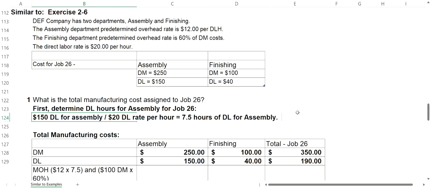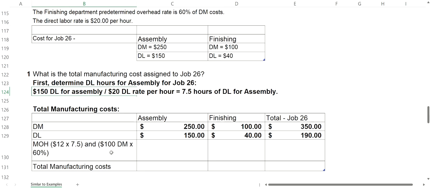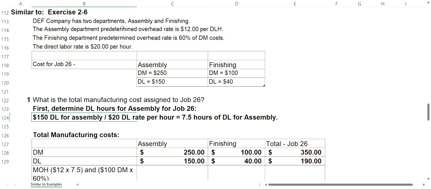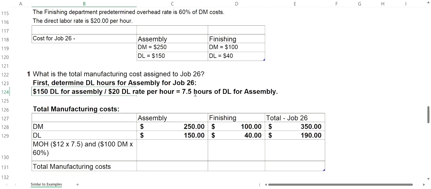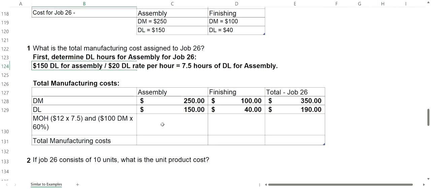Now, I only care about assembly because the finishing department, remember, is using 60% of direct material cost. So I can go ahead and finish applying my overhead. Let's start with assembly, $12 per direct labor hour, and there were 7.5 hours of direct labor. So $12 times 7.5. Assembly will have $90 of manufacturing overhead applied.